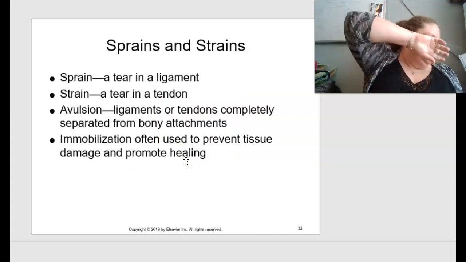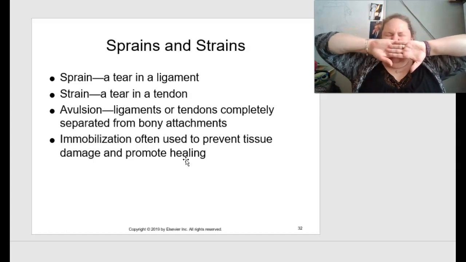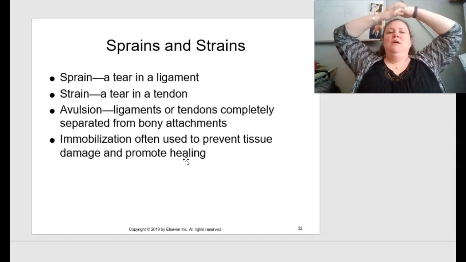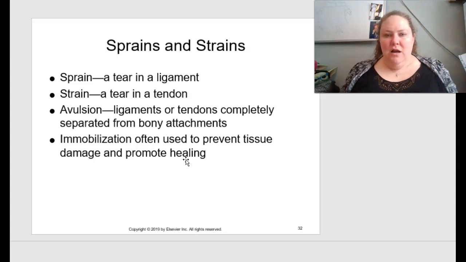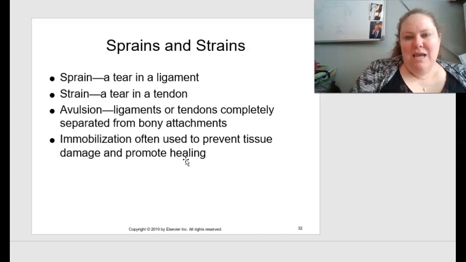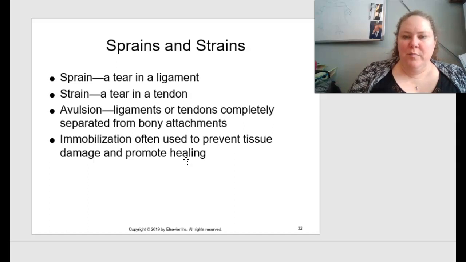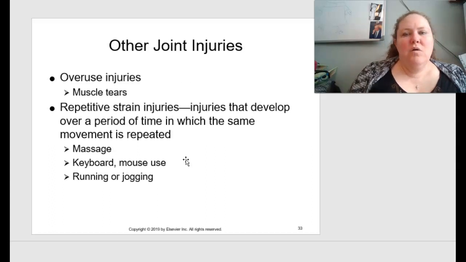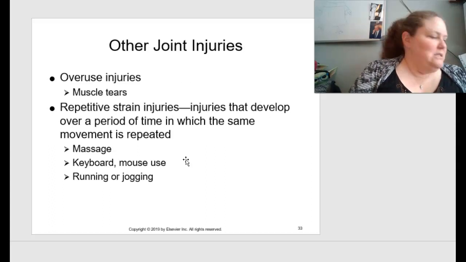What about sprains and strains? So this is on page 170. And so a sprain is a tear in a ligament, where a strain is a tear in a tendon. We have avulsion, and this is where the ligaments or tendons are completely separated from the bony attachments, and immobilization is often used to prevent the tissue damage and also to help promote healing. Okay, so this would be like putting your foot in a walking boot, right? So, been there too.